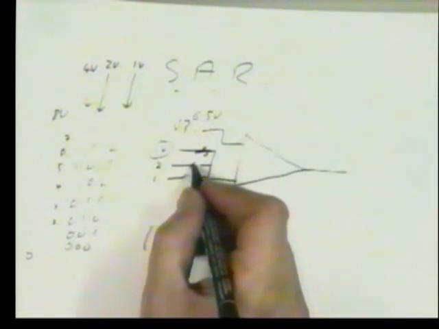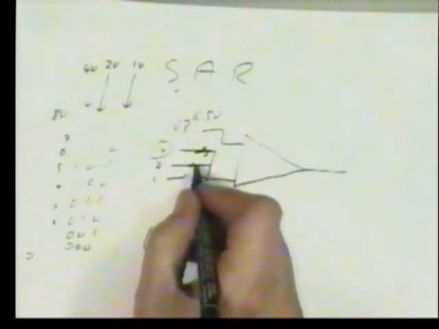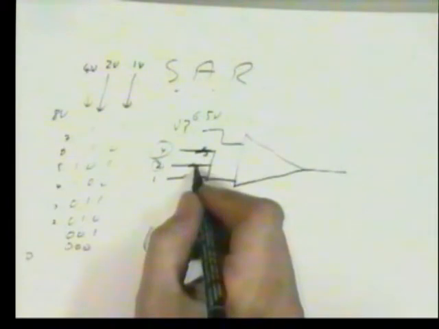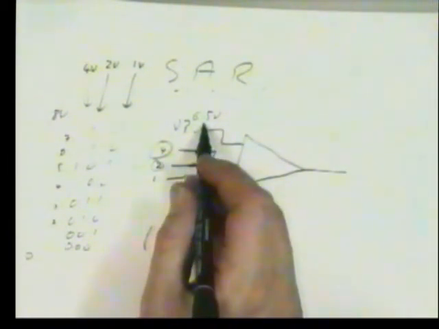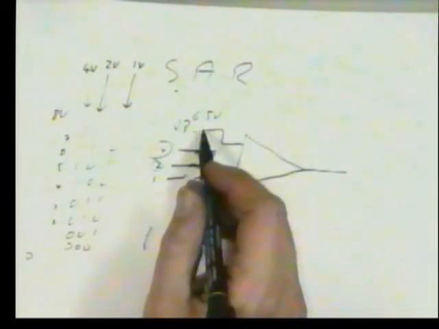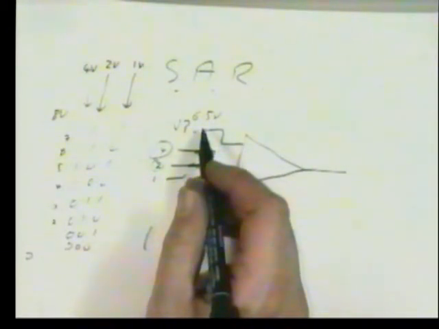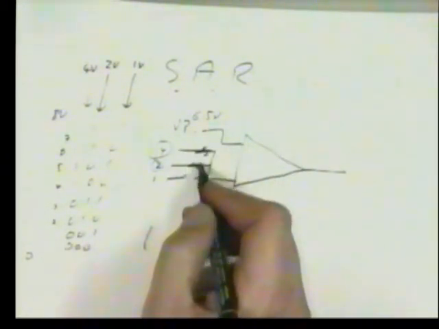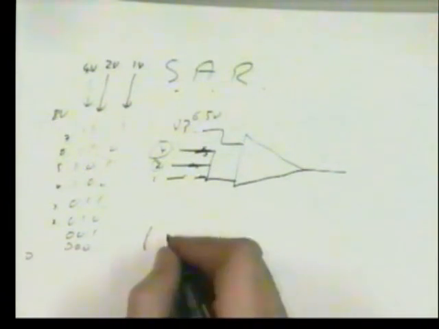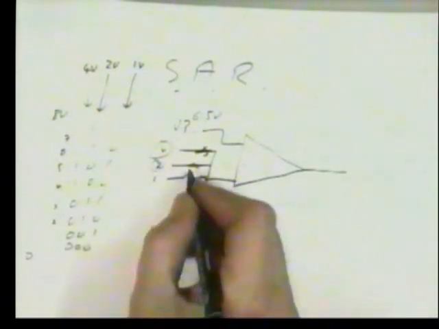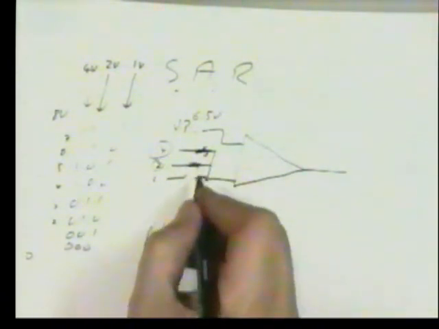Now we close the next switch. So we close that switch and we say, right, we've now got 4 plus 2. Was that greater than or less than? Very simple decisions. Computers like simple decisions. Well, 4 plus 2 is 6. It's less than 6.5, so that will remain on. So we leave that switch permanently closed.